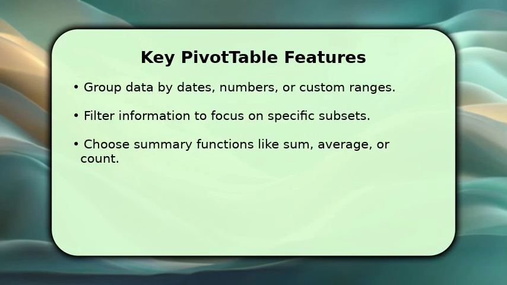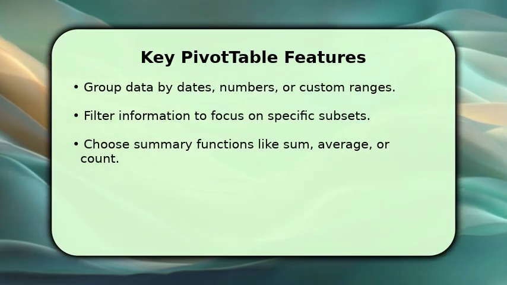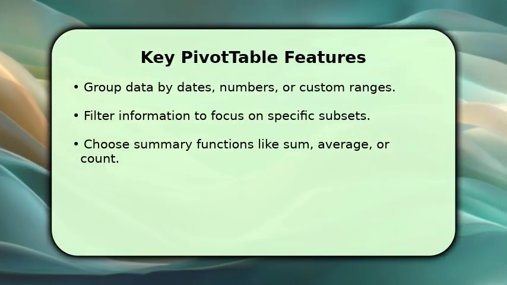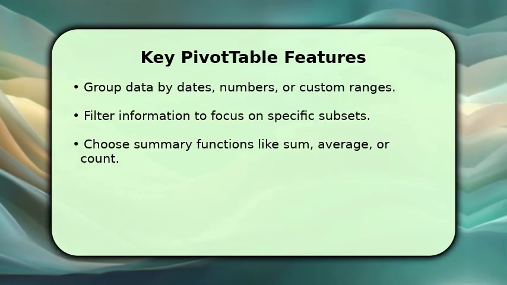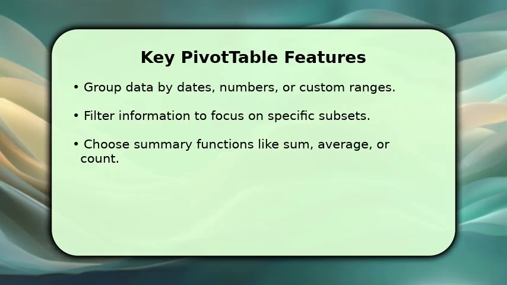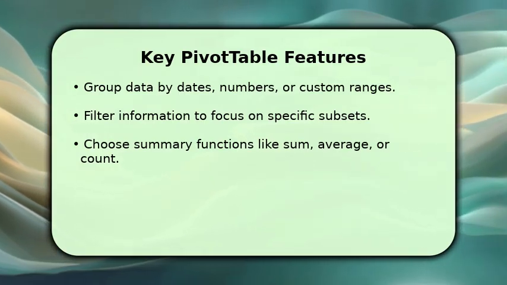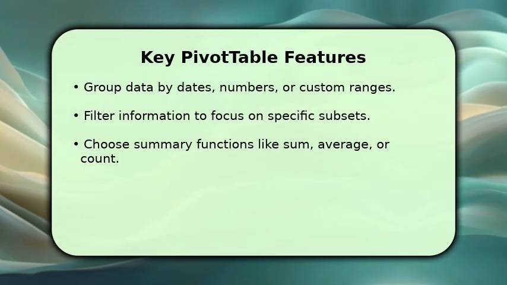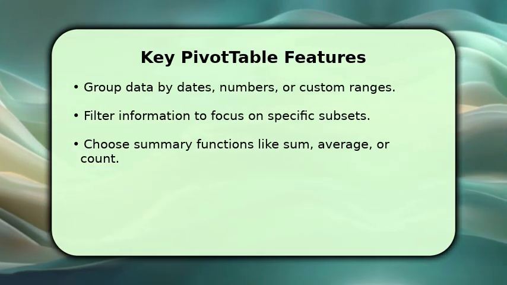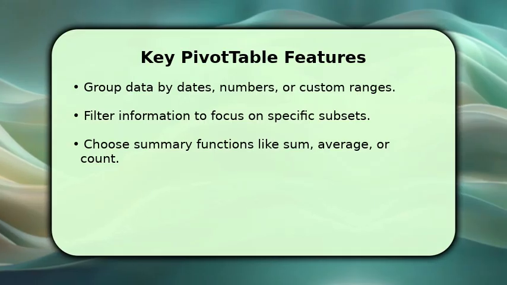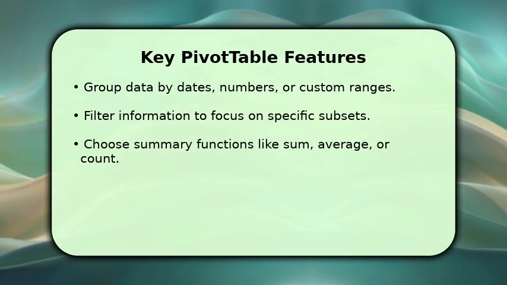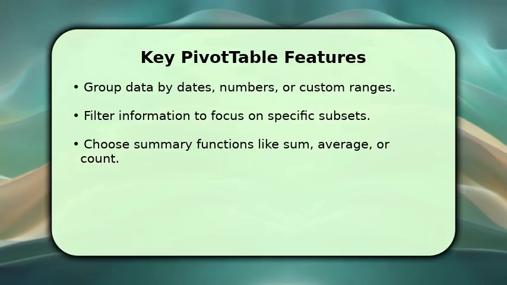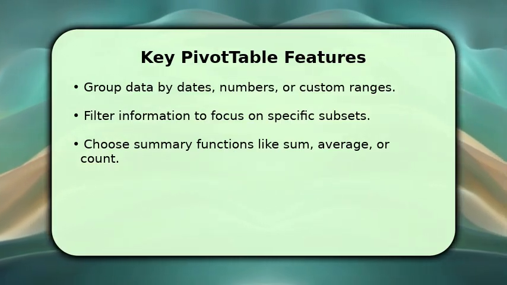To truly master pivot tables, explore their key features. You can group data by various criteria, such as months, quarters, or even custom numerical ranges, providing a high-level overview. Filtering allows you to narrow down your focus to specific items or periods. Furthermore, you can select different summary functions, like calculating the sum, average, or count, giving you diverse perspectives on your data. These options offer immense control over your analysis.